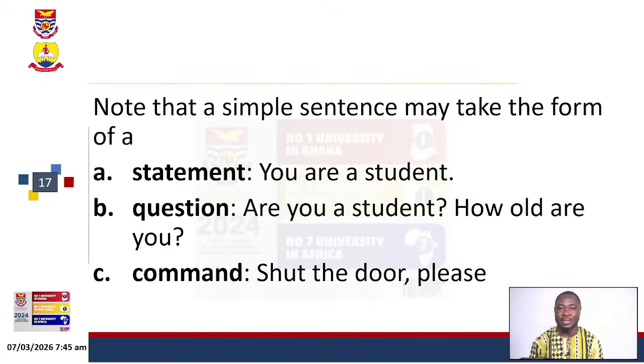Now note that a simple sentence may take the form of a statement. You are a student. You are diligent. You are serious.